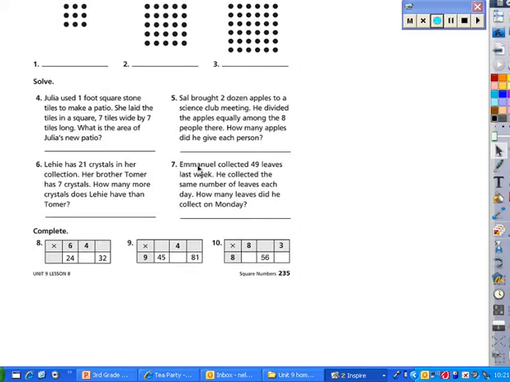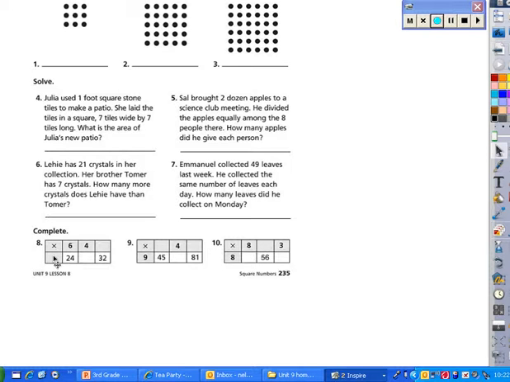Well, the key is you need to know how many days are in a week. Once you know how many days are in a week, then you should be able to figure out how many leaves he collected on each day. Remember, you can't go over 49. And remember, what he collected on Monday is the same he collected on Tuesday, which is the same he collected on Wednesday, Thursday, Friday, Saturday, Sunday. Good luck.